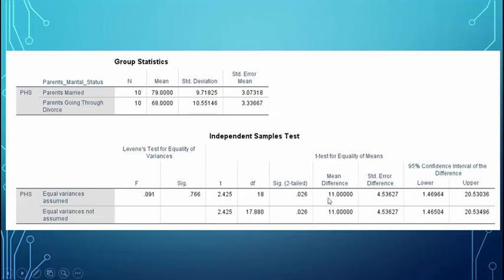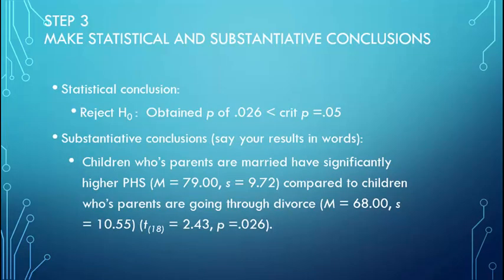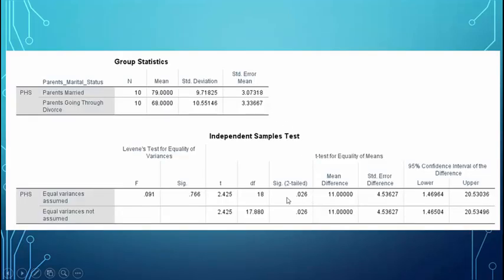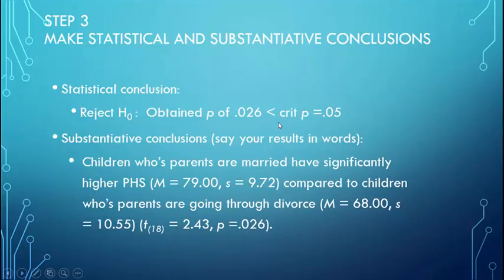The mean difference here is just taking 79 minus 68, the physical health score for group 1 minus the physical health score for group 2. It tells us we've got an 11-point difference. And the rest we can kind of ignore. So our statistical conclusion, what are we going to do? We're going to reject the null hypothesis because our obtained p of 0.026, remember that's coming from right here, is less than our critical p of 0.05.